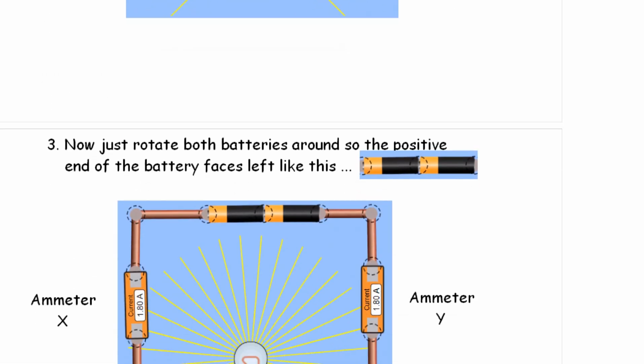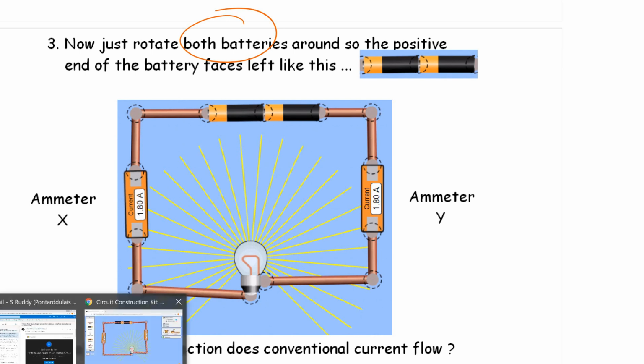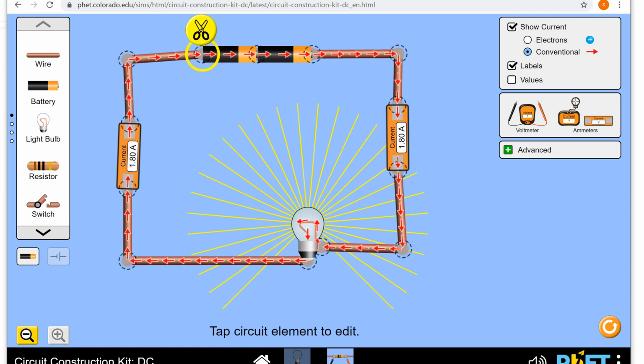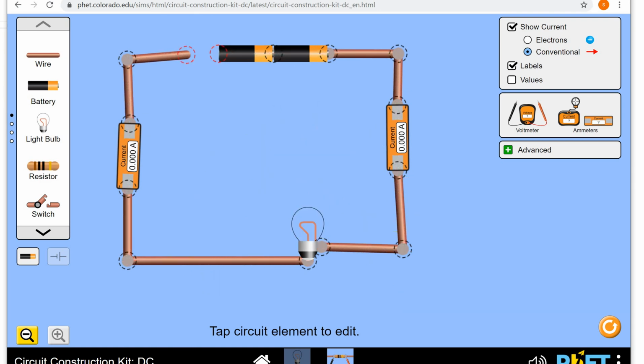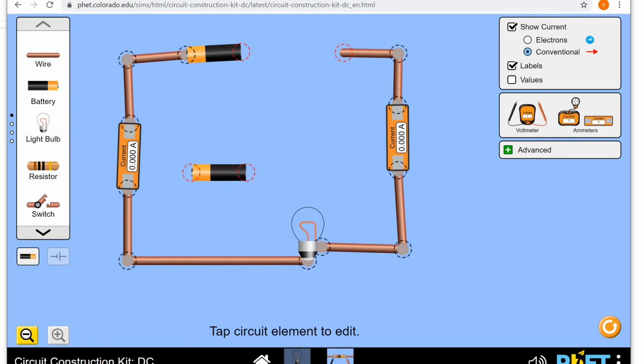Now all we do is rotate both batteries round in the other direction. Okay, so I'm going to go back to the PHET site here. I'm going to snip it. I'm going to snip that. I'm going to leave those there. Snip that as well, I think. And now we're going to just rotate these round, changing them round into the opposite direction. What do you think is going to happen?